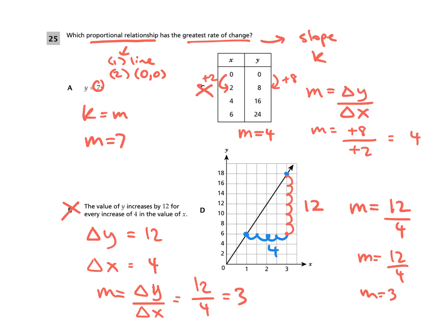Okay, so which one is the winner? A. A is the winner. A has the highest slope, which means it has the greatest rate of change.